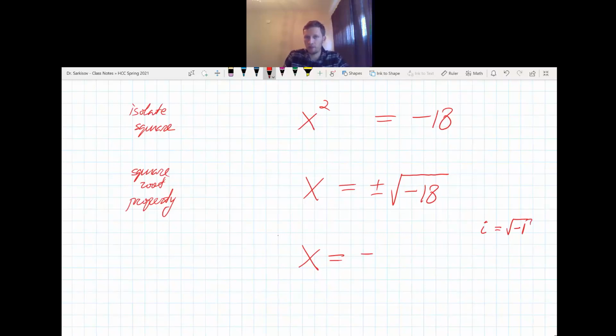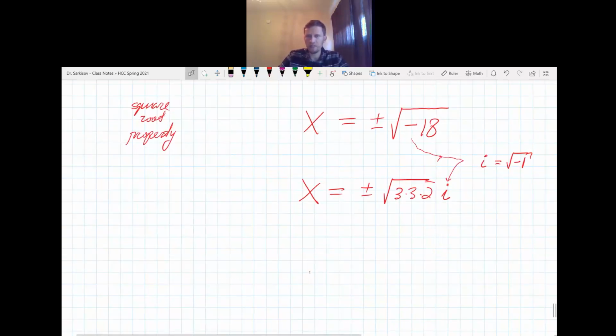So plus or minus the square root of 18, which is 3 times 3 times 2, right? 9 times 2 times an i. Take an i out. So that negative goes right here to an i. And you don't have a 9, you have a plus right there, right? You don't have anything there, negative. Now, it's just simplifying a radical.